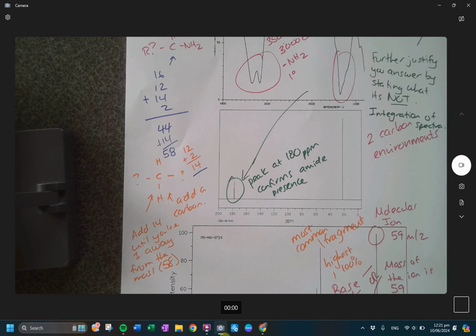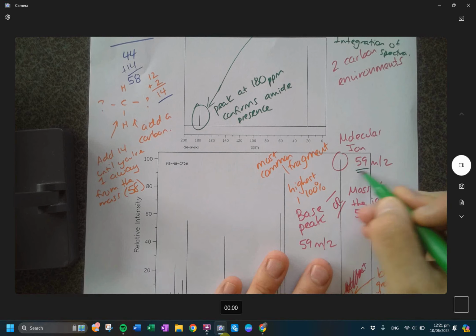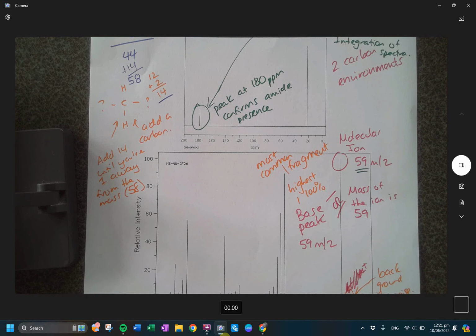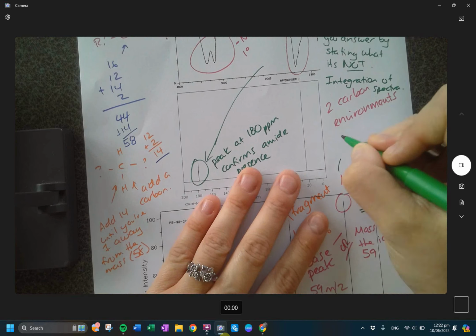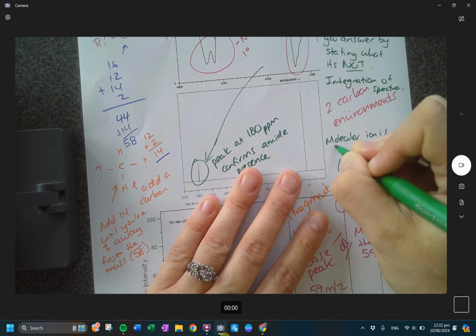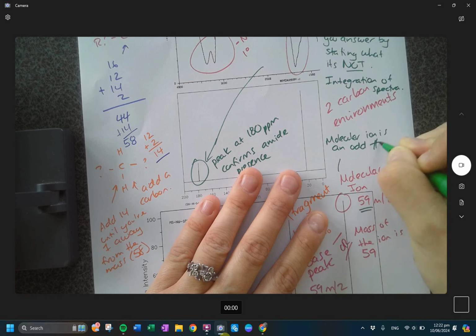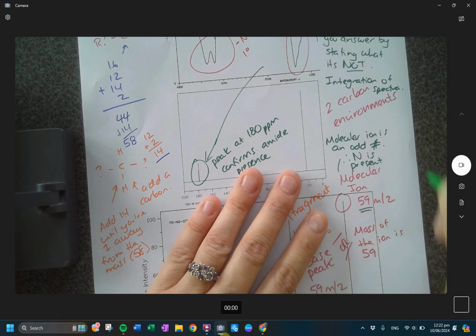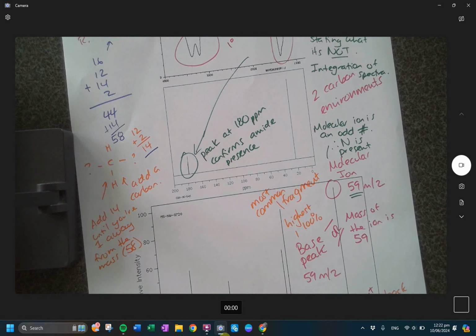The other way that you can integrate it in is by the mass of the ion. So something that is unique to nitrogen, because of its number being 14, it's always going to give you an odd number. So if your molecular ion is an odd number, you have nitrogen present. So you see how I'm integrating it together to explain what it is. The other thing is figuring out what it's not.